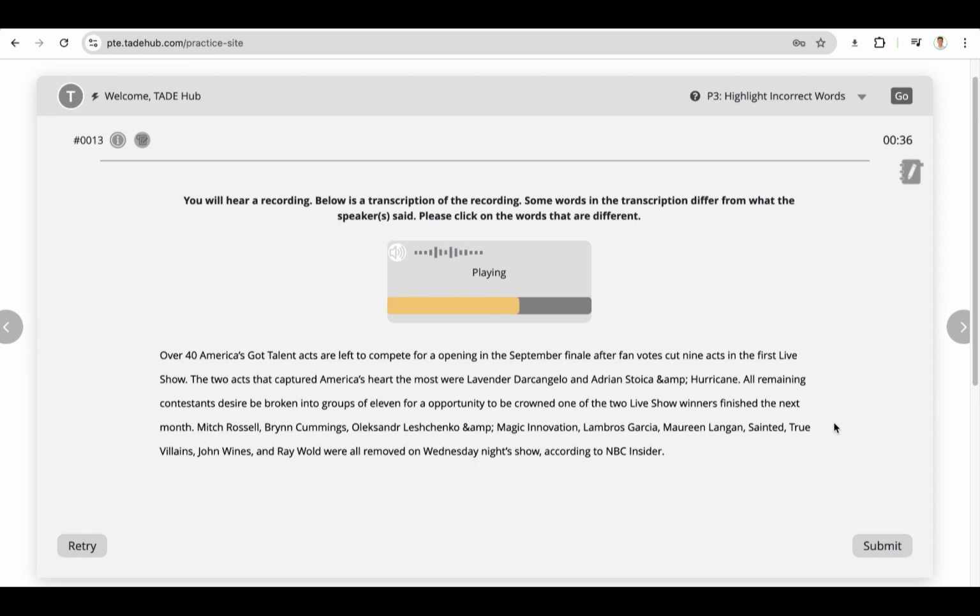Mitch Russell, Bryn Cummings, Alexandr Lishchenko and Magic Innovation, Lambros Garcia, Maureen Langan, Sainted True Villains, John Wines, and Ray Wold were all eliminated on Wednesday night show, according to NBC Insider.